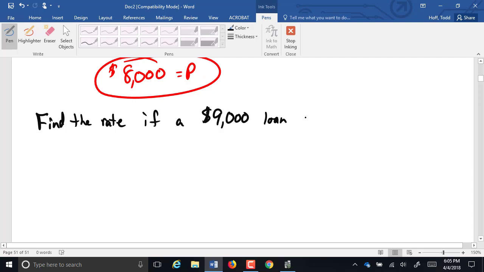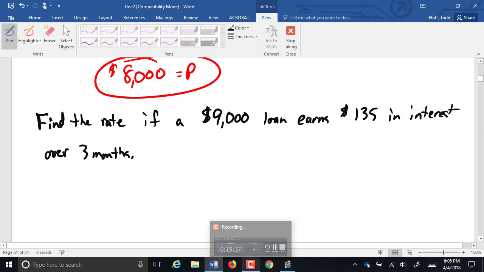Find the rate if a $9,000 loan earns $135 in interest over 3 months. Try that one in your notes. I'll give you a few minutes.